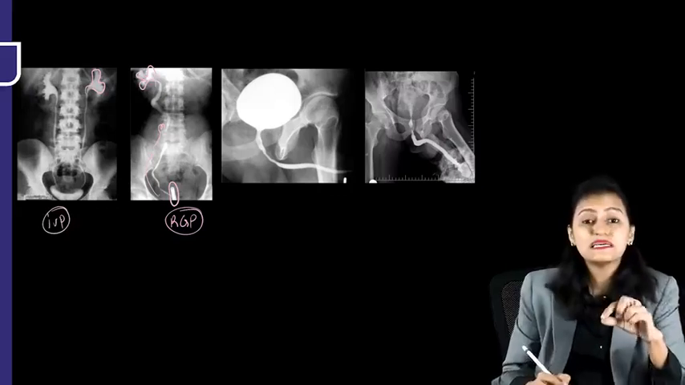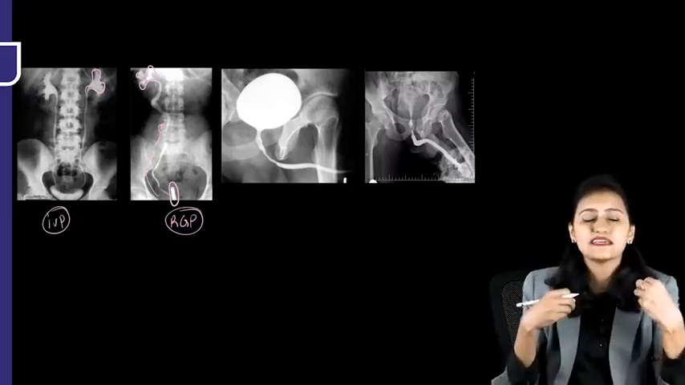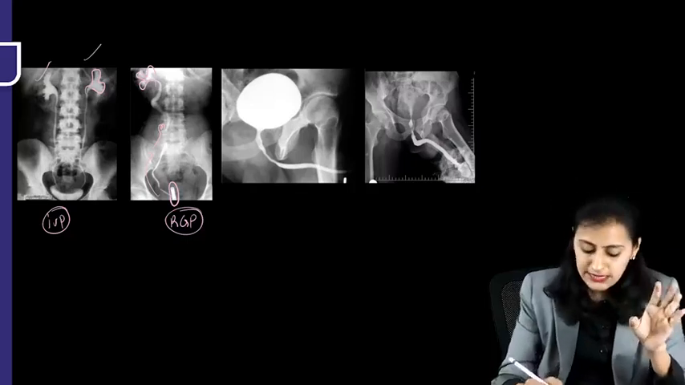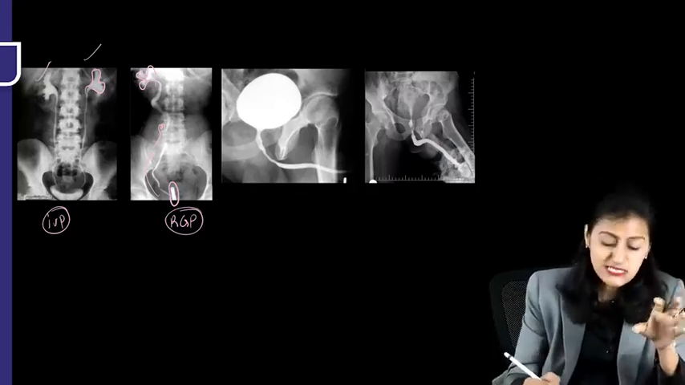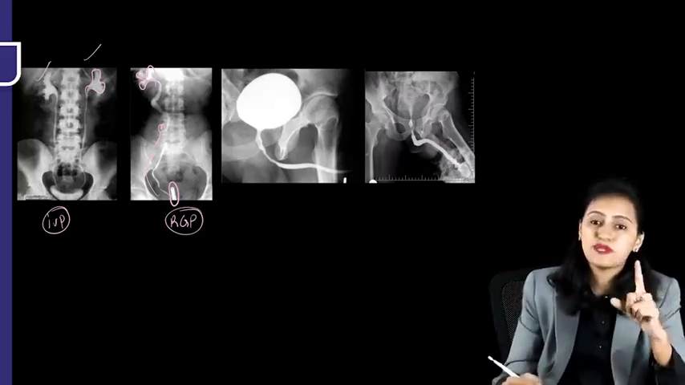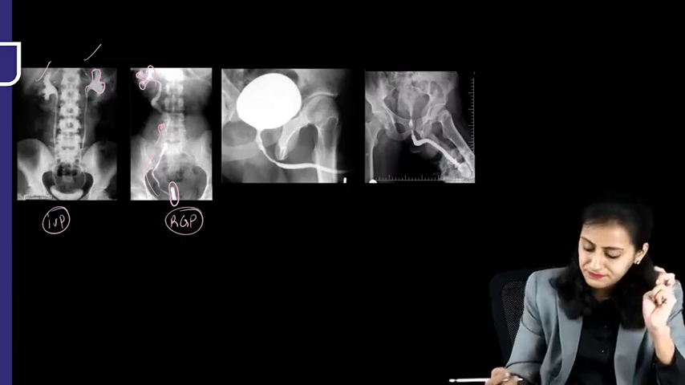This is IVP, intravenous. The contrast is given intravenously, excreted by the kidney. We take the X-ray images, right? So this is IVP, where you would see both the kidneys if they are normally functioning. And this is RGP, where you have one kidney at a time.